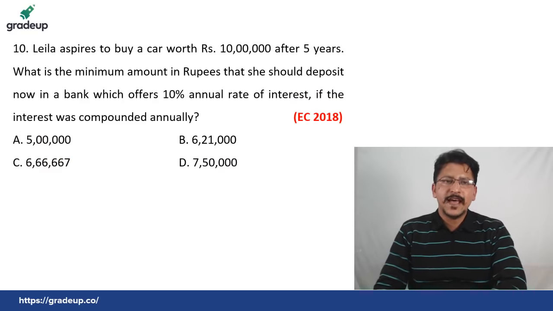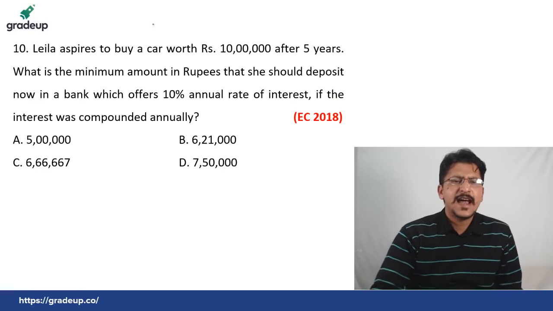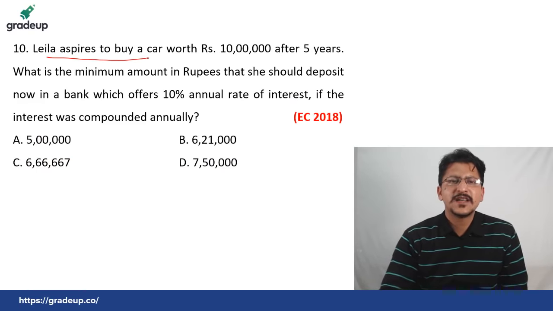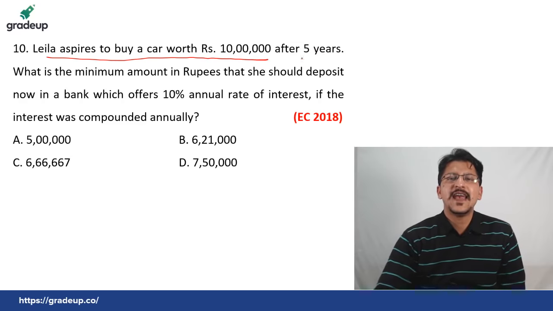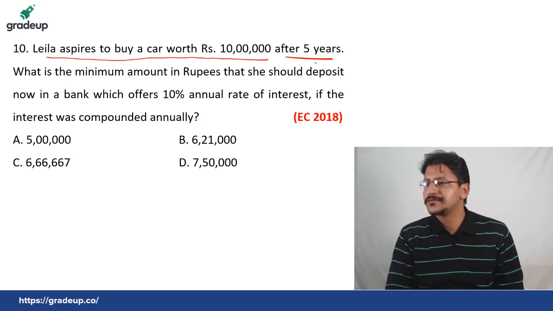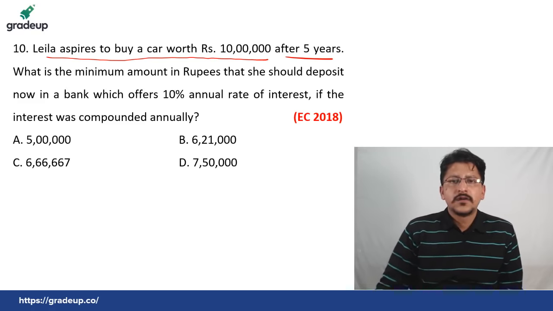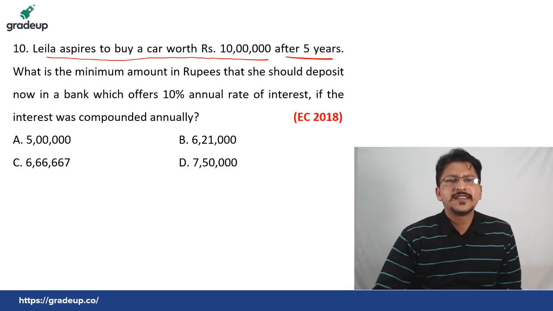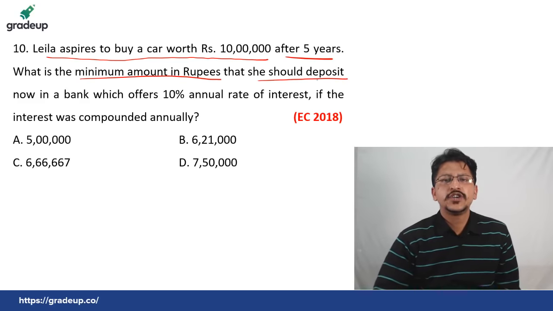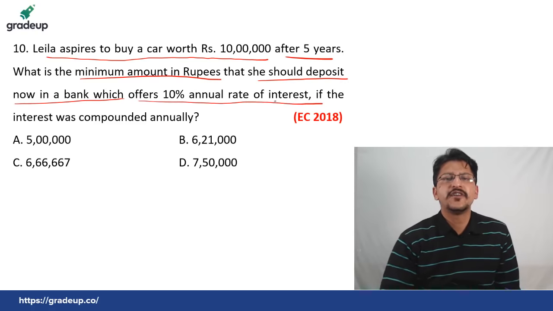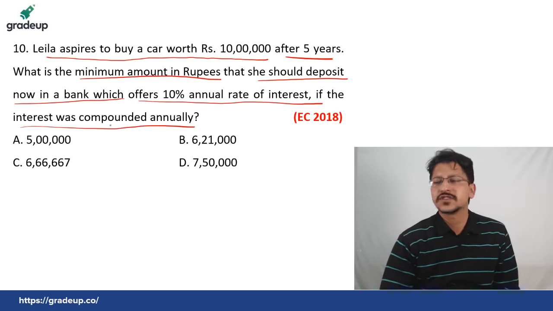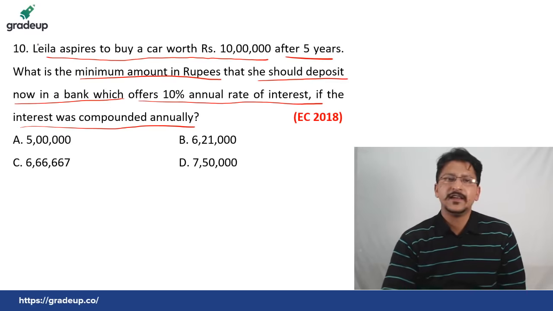See question number 10. It says that Leela aspires to buy a car worth rupees 10 lakh after 5 years. Then what is the minimum amount in rupees that she should deposit now in a bank which offers a 10% annual rate of interest? The interest is compounded annually. This is a problem of compound interest.